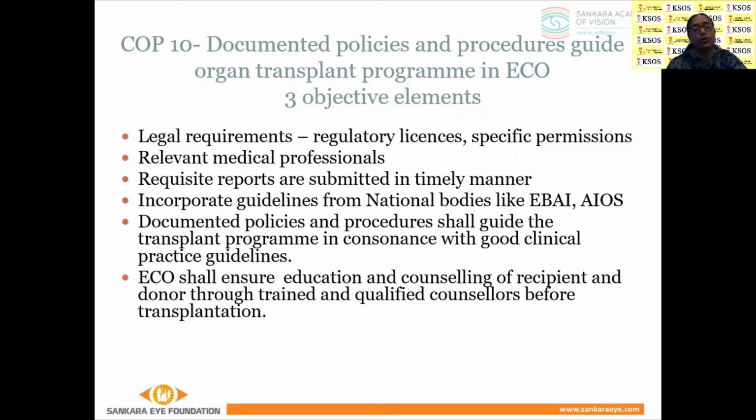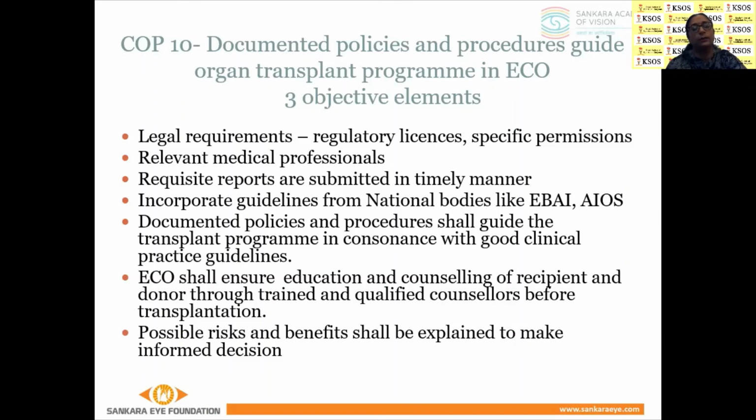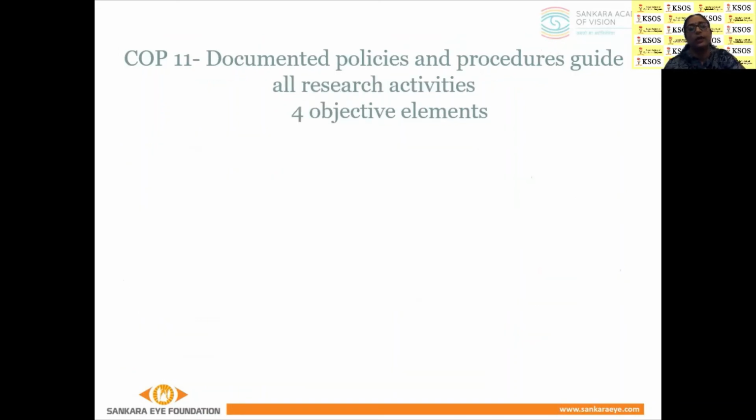And the ECO also should ensure that there is education and counseling of the recipient and donor through trained and qualified counselors before transplantation. And the possible risks and benefits shall be explained to make an informed decision. So this also has to be documented. And awareness programs should be conducted periodically by the eye care organization. So this is also an important part of the eye bank activities.